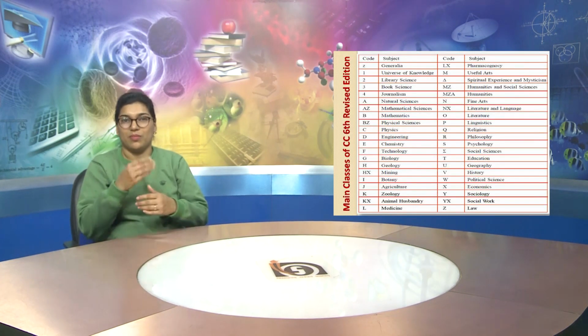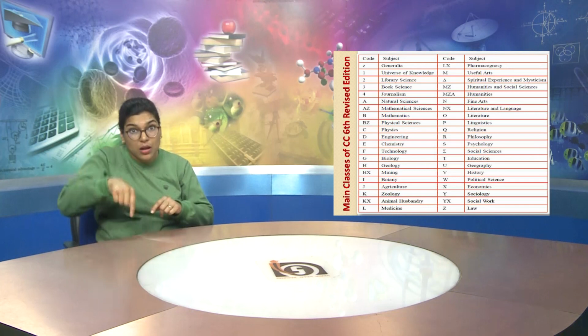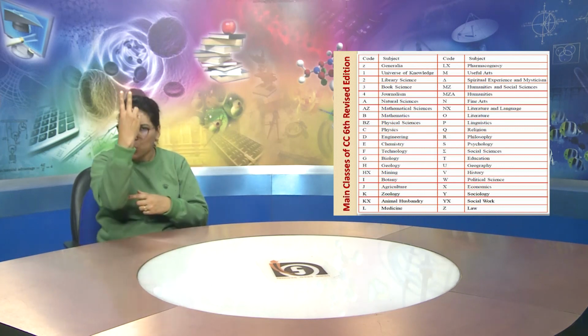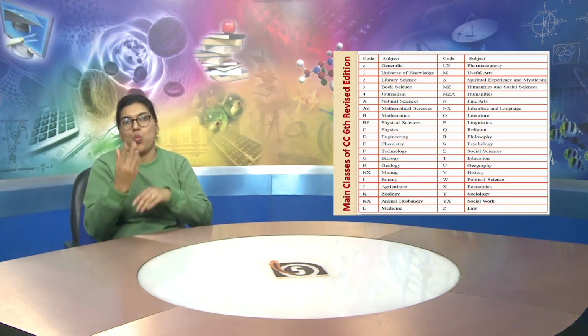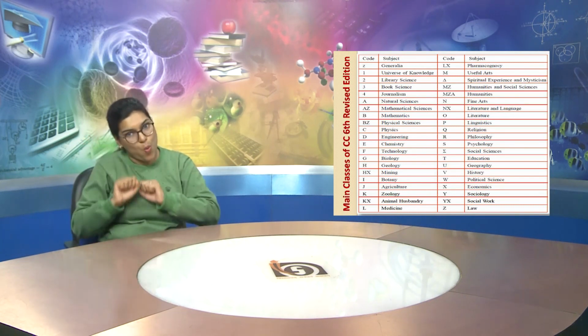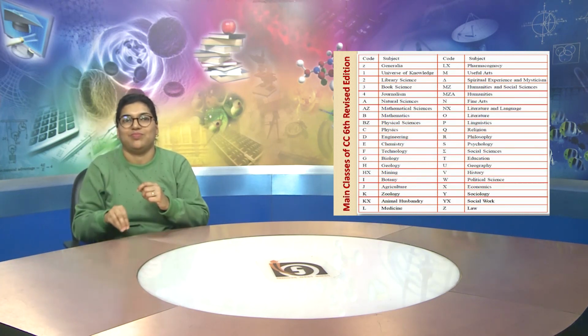In our previous slide, we had understood about the DDC, codes, and also different subject codes. But now here you can see the table, which is the classification used for CC, our Indian classification. For different subjects, different codes are given. You can see all these names which are shown here on screen.